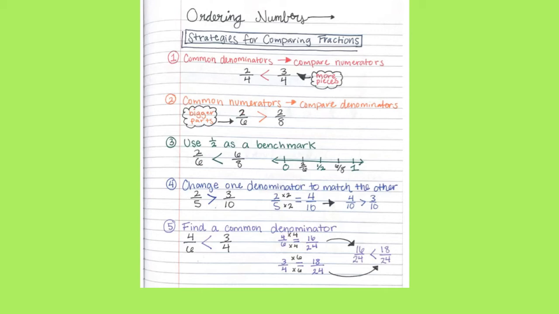Strategy number 4 is to change one denominator to match the other. We can rewrite 2/5 as a fraction that has the denominator of 10 by multiplying the numerator and the denominator by 2. Then we can clearly see that 4/10 is greater than 3/10. Strategy number 5 is to find a common denominator. Once we rewrite our fractions to have common denominators, we can compare them more easily. Let's dive further into the process of finding common denominators.